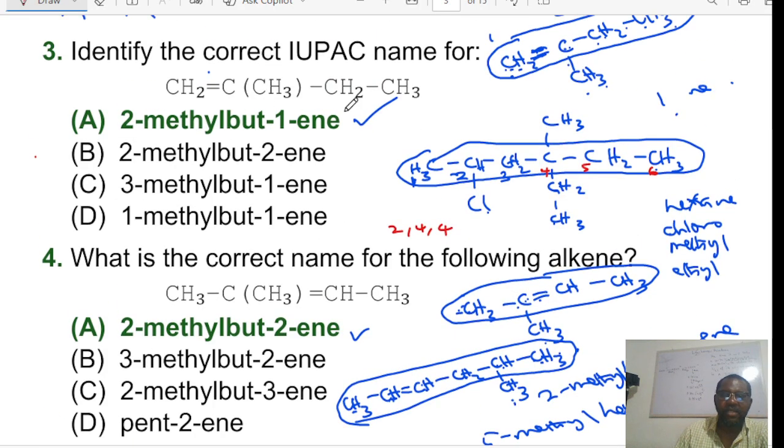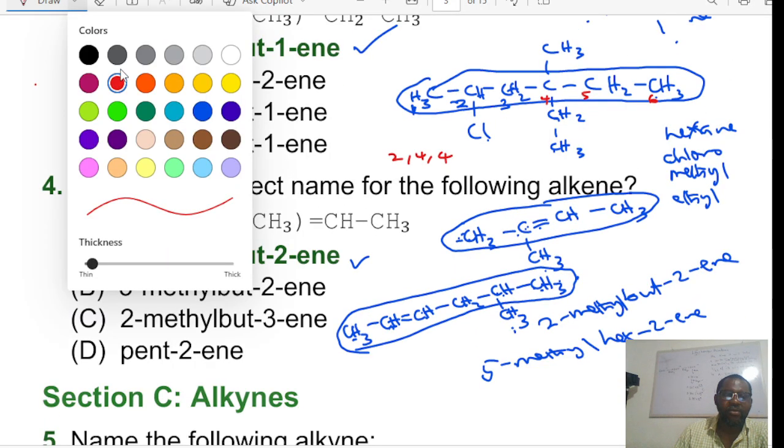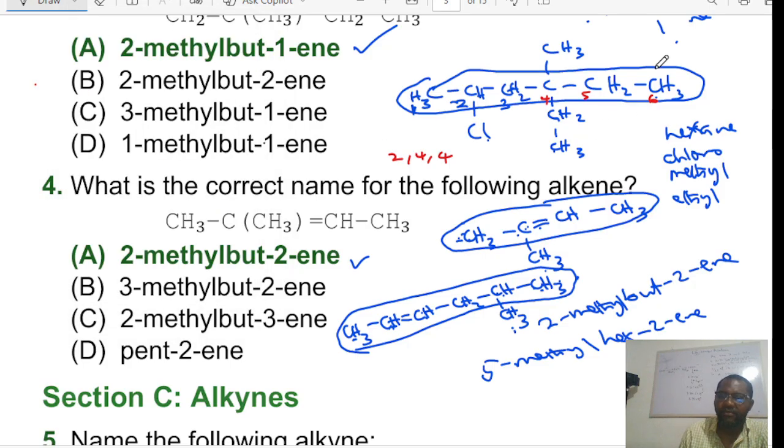Okay, let me use another color to represent the other one. Maybe a yellow. Let me use, okay, a brown. Yeah. So if I count this way, 1 2 3 4 5 6. Now counting this way, you'll notice that chloro is position 5, methyl is position 3, and ethyl is also position 3.